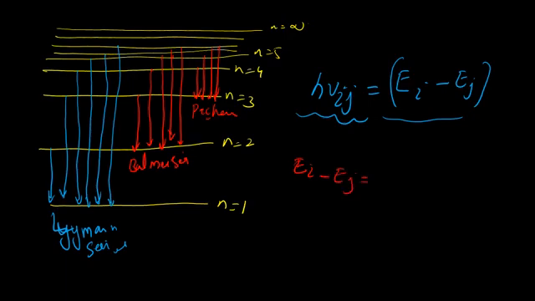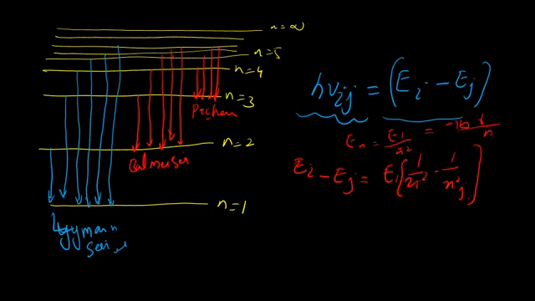j will be equal to E1 into 1 over n square i minus 1 over n square j. As we know, En is equal to E1 over n square, as we have already discussed, which equals 13.6 electron volt divided by n square, and 13.6 electron volt is the energy of the first Bohr orbit.